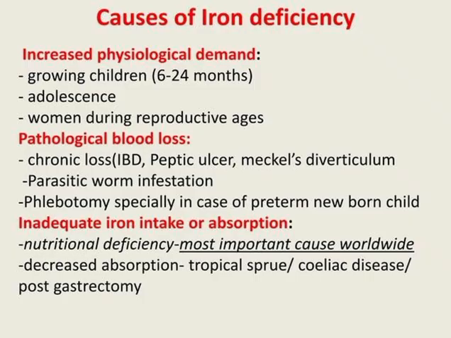And next one is inadequate iron intake or absorption. Nutritional deficiency due to inadequate dietary iron intake is the most important cause of iron deficiency worldwide. Iron absorption may be reduced in conditions such as tropical sprue, celiac disease, and after gastrectomy. Iron deficiency occurs when requirements increase, blood loss occurs, or iron intake or absorption is inadequate.